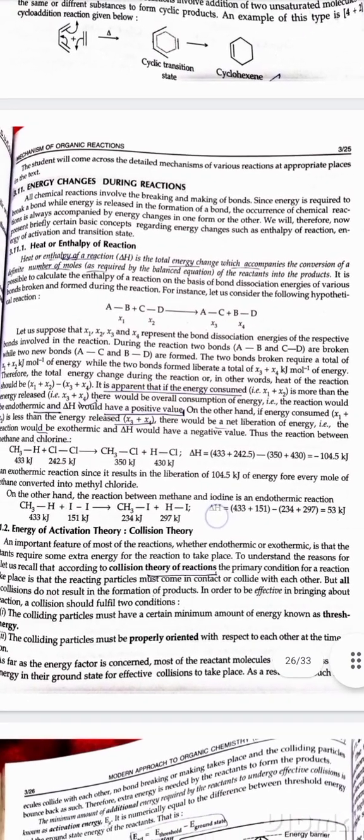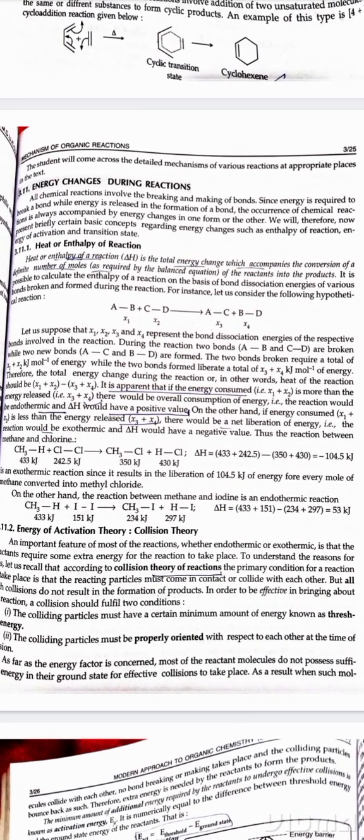Let us suppose that x1, x2, x3 and x4 represent the bond dissociation energies of the respective bonds involved in the reaction. During the reaction, two bonds A-B and C-D are broken while two new bonds A-C and B-D are formed. The two bonds broken require a total of x1 plus x2 kilojoules per mole of energy, while the two bonds formed liberate a total of energy x3 plus x4 kilojoules per mole. Therefore, the total energy change during the reaction, or in other words, the heat of the reaction, should be x1 plus x2 minus x3 plus x4.